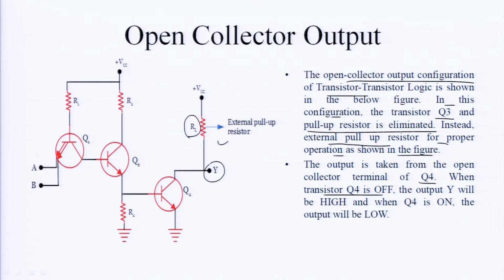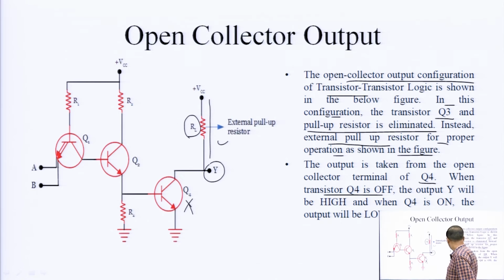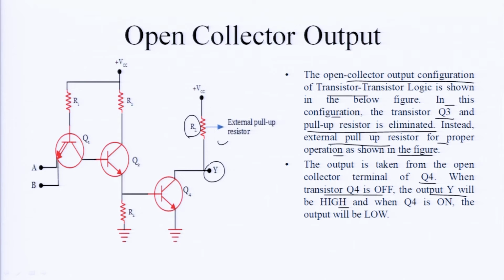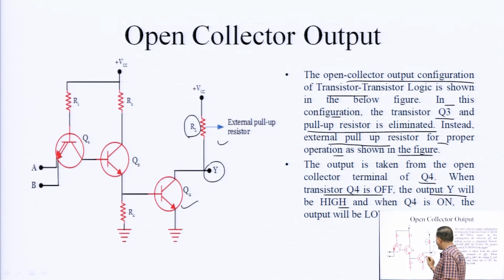When transistor Q4 is off, the output Y will be high, because Y will be connected directly to this VCC. And when Q4 is on, this will act as a closed switch. So, Y will be connected directly to the ground, means Y will be 0. So, this is nothing but the open collector output.